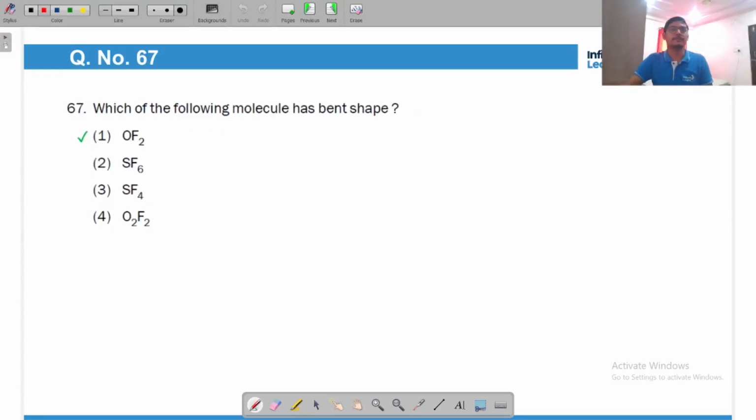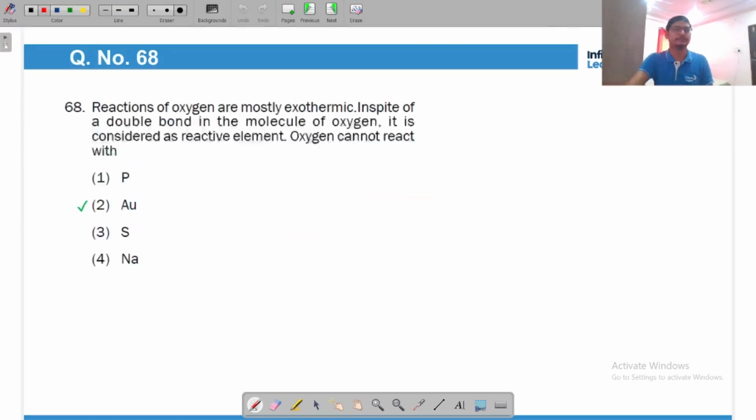Which of the following molecules has bent shape? OF2, of course, right? SF6 is an octahedral molecule, SF4 is a seesaw, and O2F2 has an H2O2-like structure.